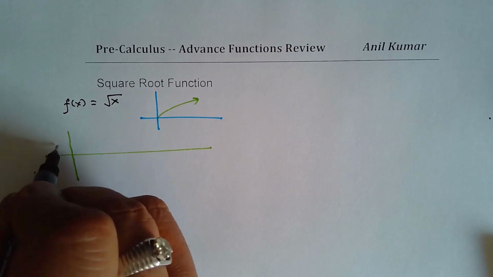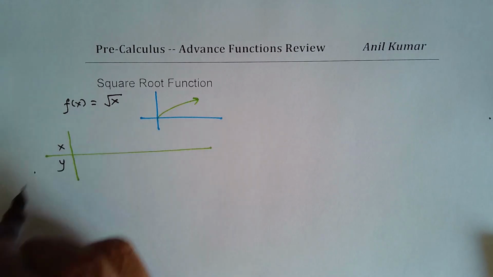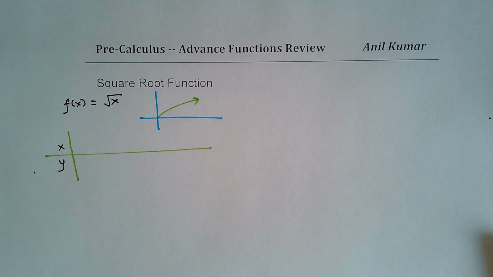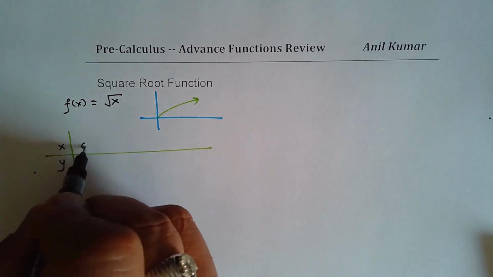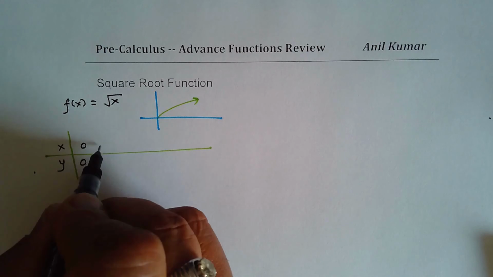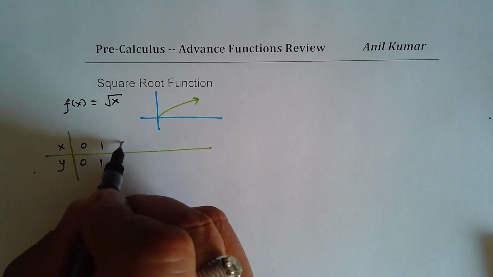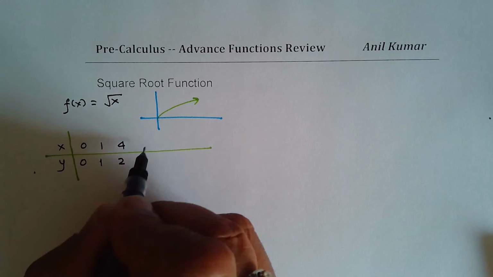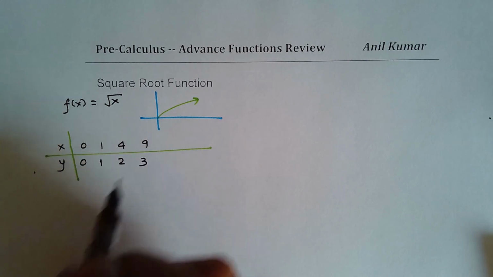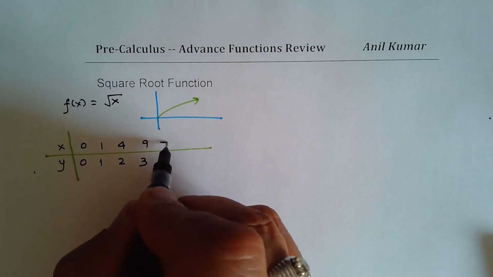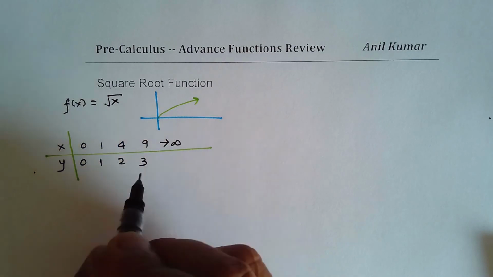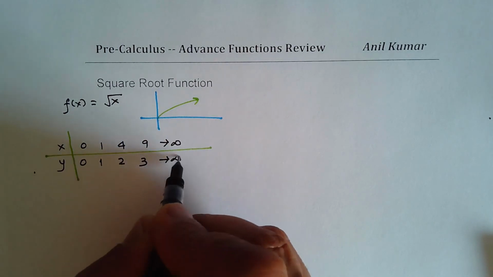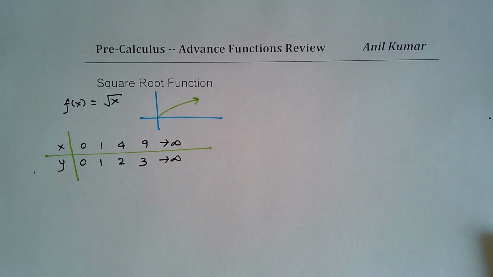We can actually graph this function using 5 critical points, which we call key values. x equals 0 will give you y equals 0, x equals 1 will give you y equals 1. For 4, the square root is 2, and for 9, the square root is 3. As x approaches infinity, y also approaches positive infinity. That gives you the characteristics.